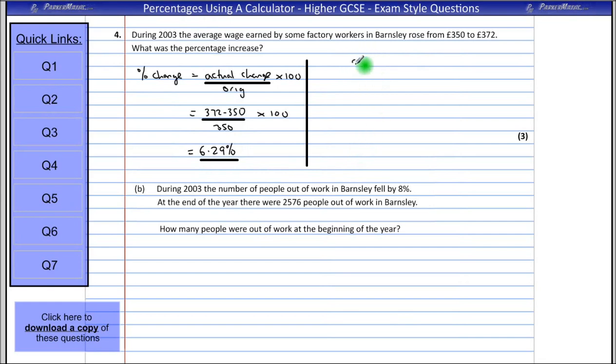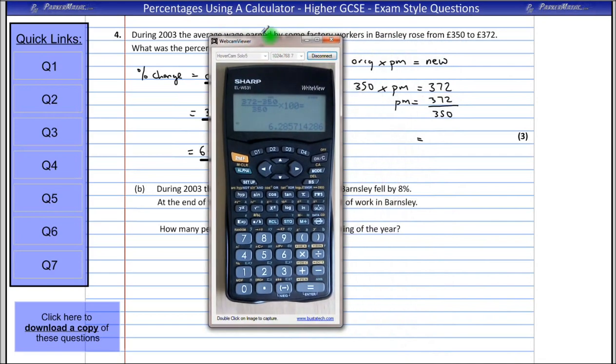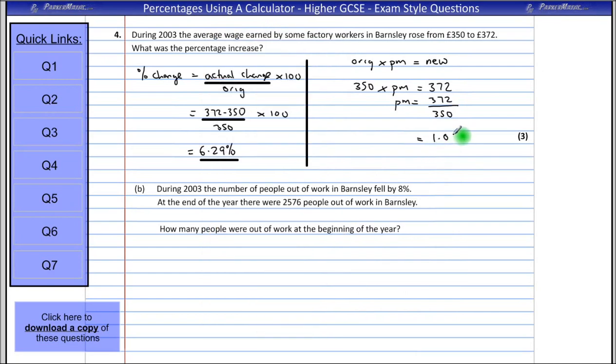Let's look at another way where we say that the original multiplied by the percentage multiplier equals the new amount. Let's put the numbers in. The original amount was 350 times this percentage multiplier equals the new amount, which is 372. So to work out the percentage multiplier, we do 372 divided by 350. And if we do that, 372 divided by 350 gives us 1.06285. So the fact that it's bigger than 1 implies that it was an increase. And if we turn this into a percentage, that will be an increase. Well, if we forget the 1 at the front, this bit here would be 6.29%.